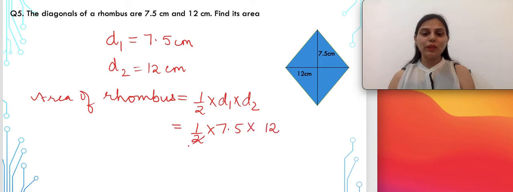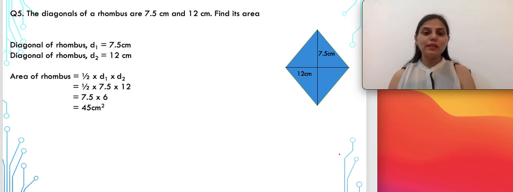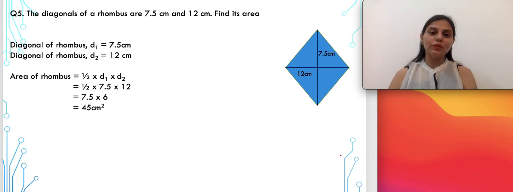Now 2 and 12 can be cancelled, on the table of 2, 2 ones are and 2 sixes are. So it can be written as 7.5 multiplied by 6, which on multiplying will give you the answer as 45. Again, since it's an area, the units will be centimeter square. So I hope this question is clear to you now. These are the step-by-step presentations of the questions, and I hope all the questions are clear to you.